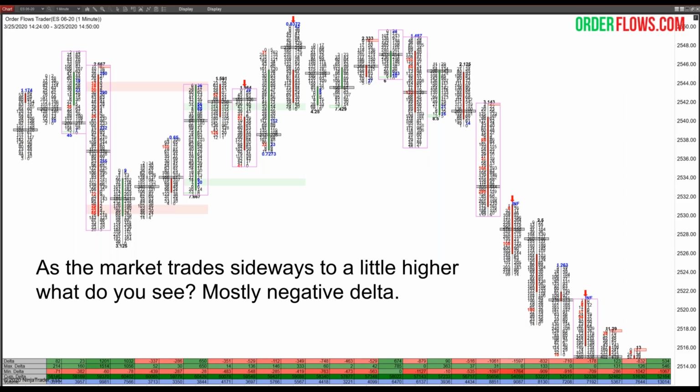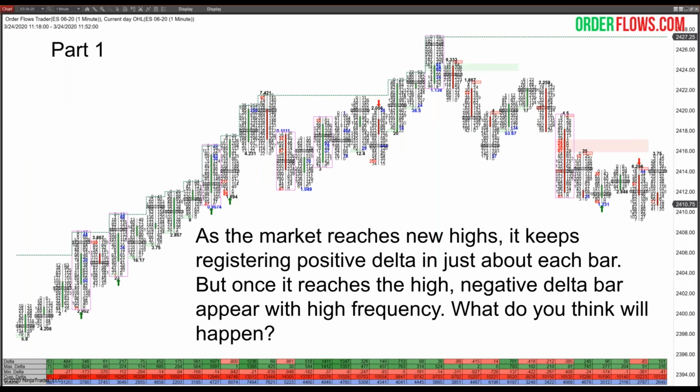So I'm going to show you a sequence of charts. This is part one, right? As the market reaches new highs, it keeps registering positive deltas in just about each bar, right? But once it reaches the high, negative delta bars appear. So, we're marching up, right? Got nice positive deltas each bar, okay? Hit our high. What do we see now? Negative deltas. Do you think this market's going to go higher or lower at this point?